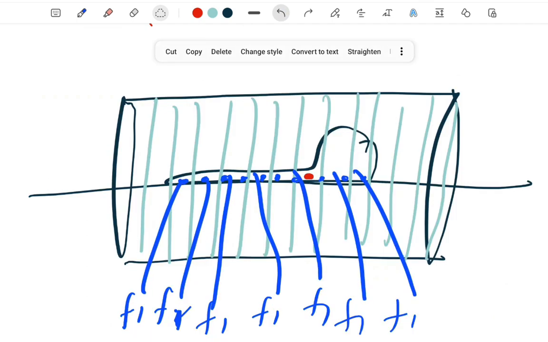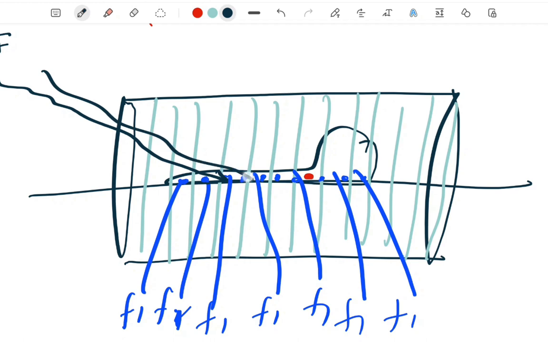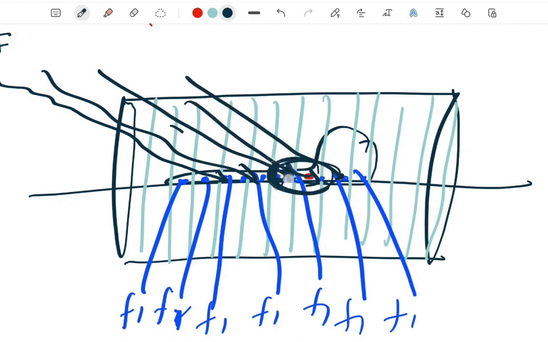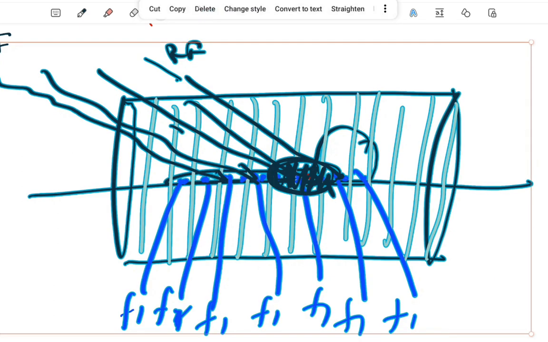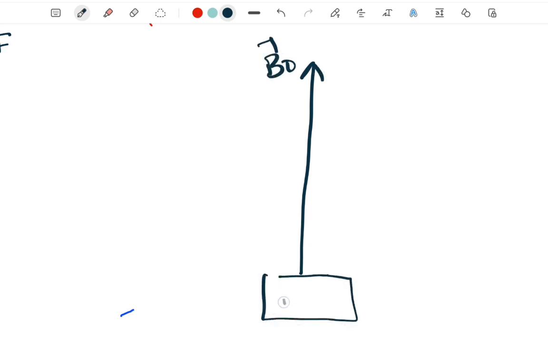Now, as you know, in MRI we need to give some radiofrequency wave to all the hydrogen atoms in the patient body. We are giving RF wave to the patient body. Wherever we want to examine, in that area we have to give the RF energy. That RF will excite the hydrogen atoms. Suppose this is the main magnetic field, B0. This is your main magnet.